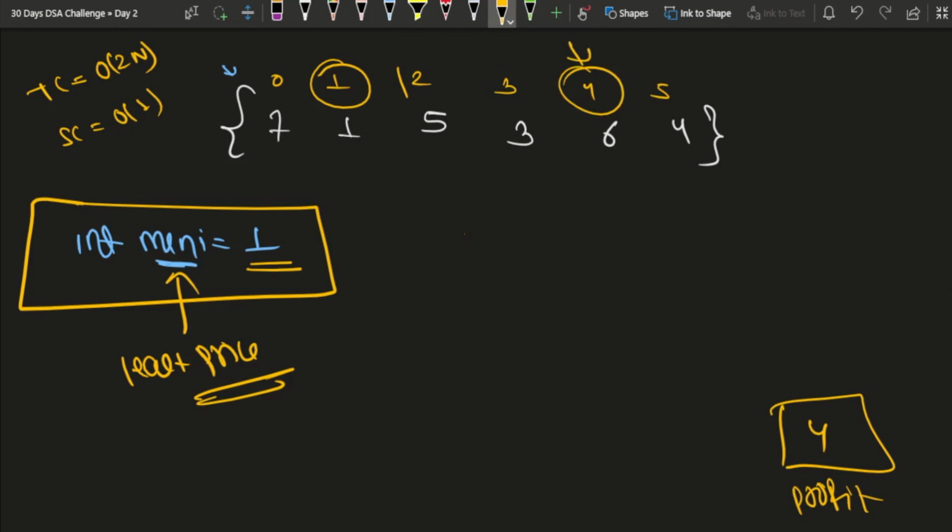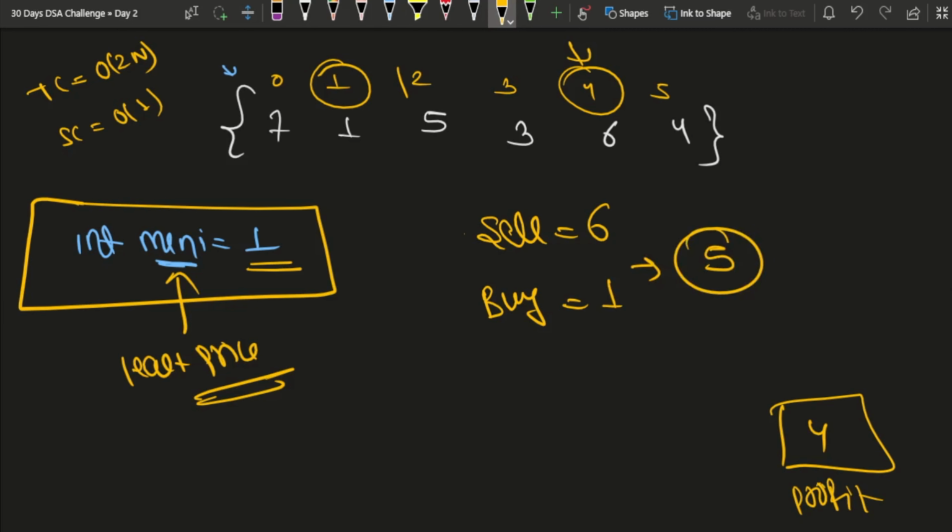Similarly, I'll go to index number 4. So just think in this way. I sell the stock at day number 4, I got 6 rupees. Now if I buy that stock on day number 1, which cost me 1 rupee, then the maximum profit would be 5. Is it greater than what we already have in the profit variable? You will say yes. So just update your profit variable.